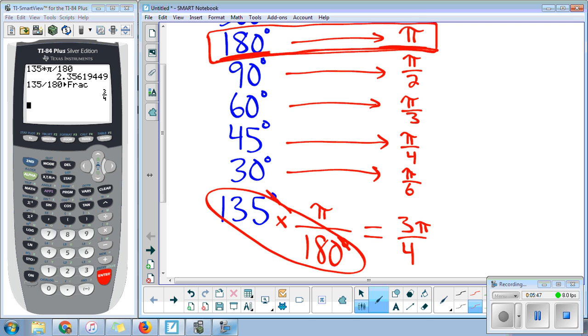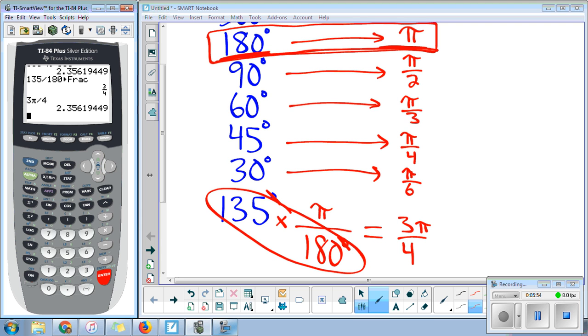And I can prove this too. I can type in 3 pi over 4, and it will give me that 2.35 number that I got previously on the calculator. So I just use a little stoichiometry to turn the degrees into radians. And I'm going to go ahead and do that for another one of the examples.